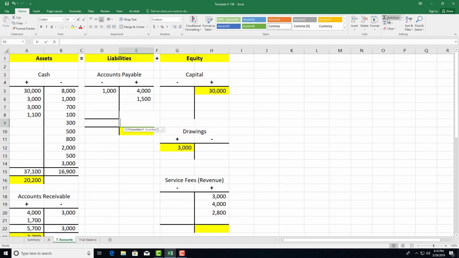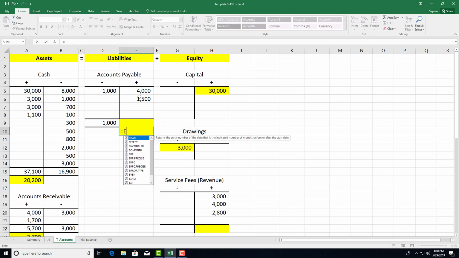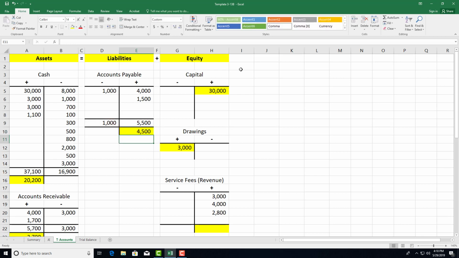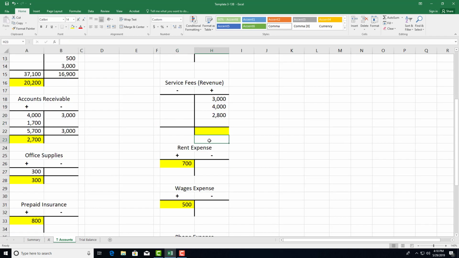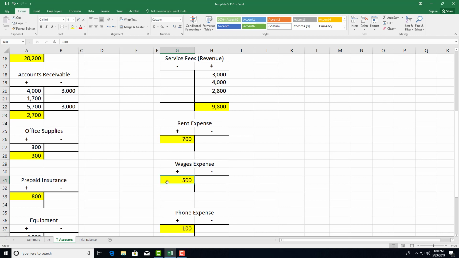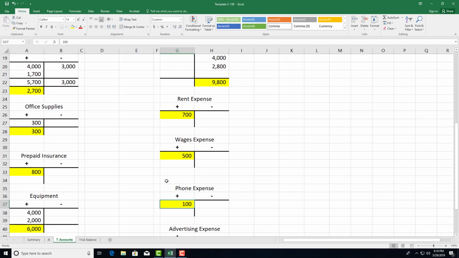Accounts payable. I'll go ahead and subtotal my debits and credits. So E9 minus D9, and we're left with 4,500. I'll just leave the capital account alone, the drawing account alone. Revenue has a normal credit balance, and then all of my expenses have just one transaction, so I'm just going to leave those alone.